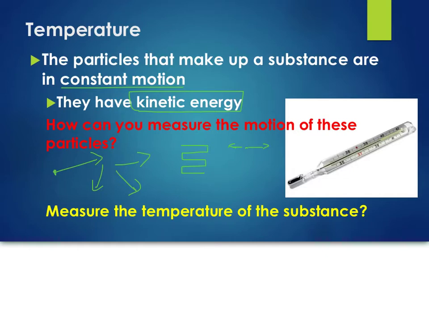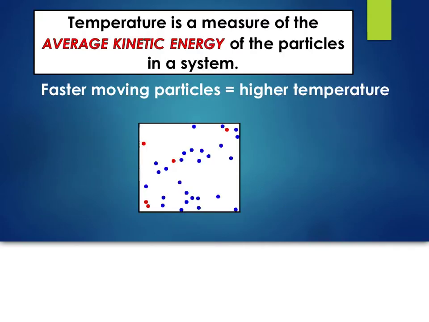Now, how can we measure the motion of these particles? We cannot measure how each individual particle moves. What we're going to do is measure their collective motion. And we're going to do this by measuring their temperature. So that means temperature is related to kinetic energy. And we know kinetic energy is related to motion. What that tells us is that the average kinetic energy of the particles in any system is a measure of the temperature. So temperature gives us an indication of how fast the particles in a substance are moving.